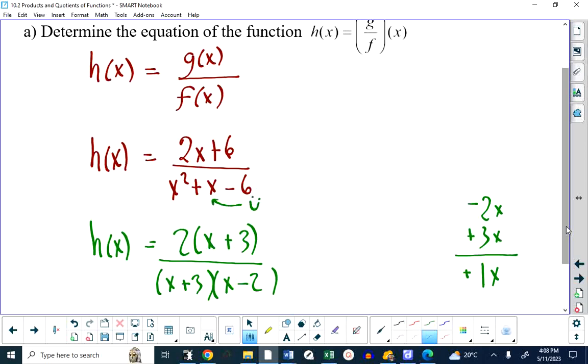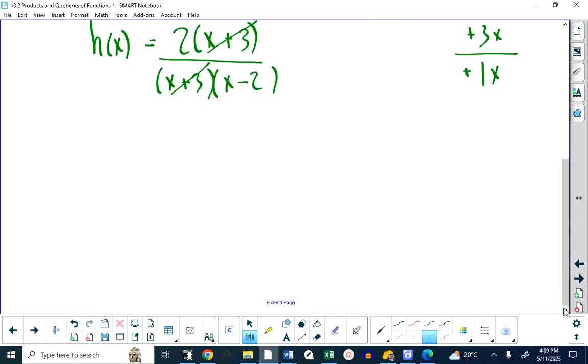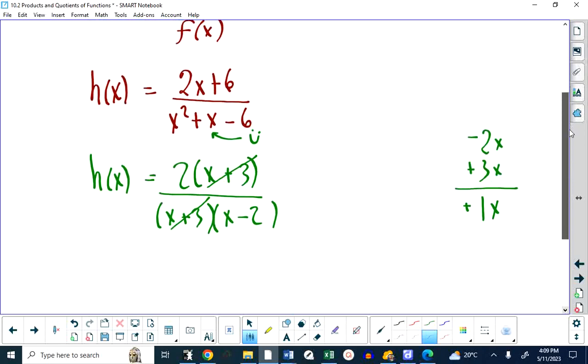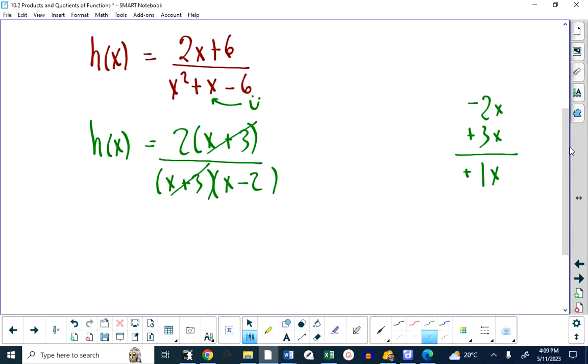That makes me happy. What happens is the x plus 3's cancel, and here's where things get a little bit dicey. If you do that, and we haven't really done anything wrong here, but if you do that and you say h of x is equal to 2 over x minus 2, I hope everybody understands why that's wrong, even though the x plus 3's cancel. And for those of you that do understand why that's wrong, I would like you to add something to that function that we've got written there that makes it true.